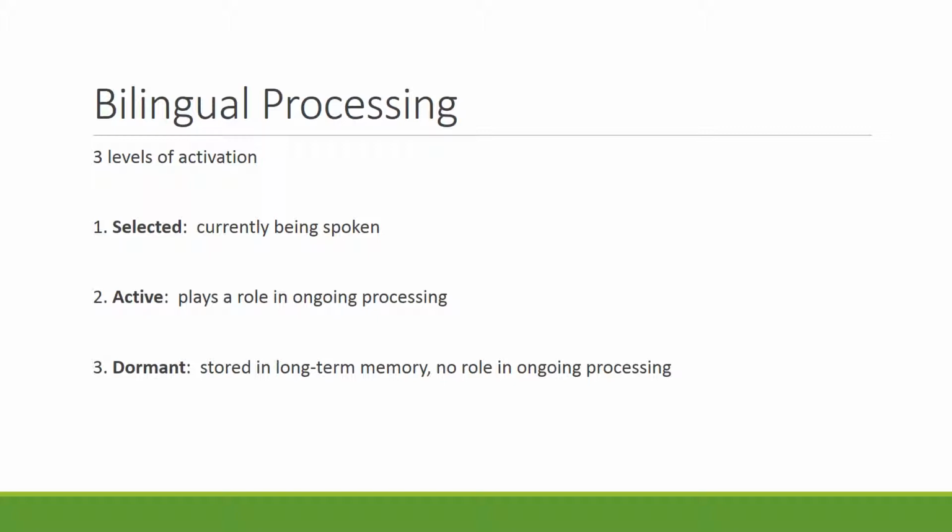So if the language is selected, it's currently being spoken. It's the language that you're actively engaged in dialogue or narrative with. If a language is active, it means that it plays a role in ongoing processing. So it is something that you are comprehending. Let's say you are the listener in a conversation. Your language system that is being used in that particular conversation, it'll be active. It'll help you understand what the speaker is saying.